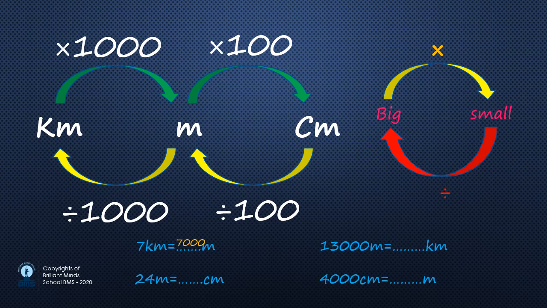Okay? Number 2, 13,000 meters equals blank kilometers. Are we moving from small to big or from big to small? From small to big, so we're getting smaller, so we will divide by how much? From meter to kilometer, we divide by 1000. Divide here means we cancel zeros. How many zeros are we going to cancel? We cancel 3 zeros. So what is left? 13. We put 13 in the blank.